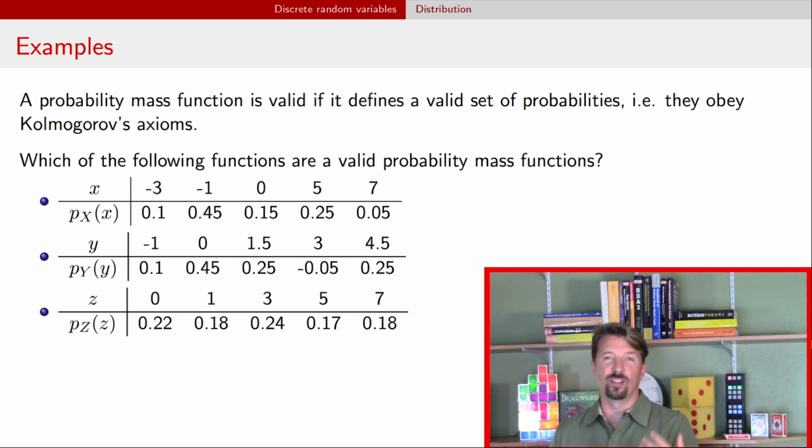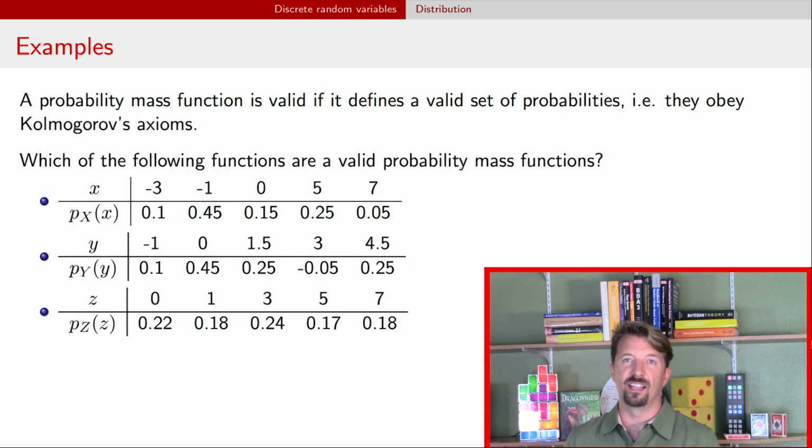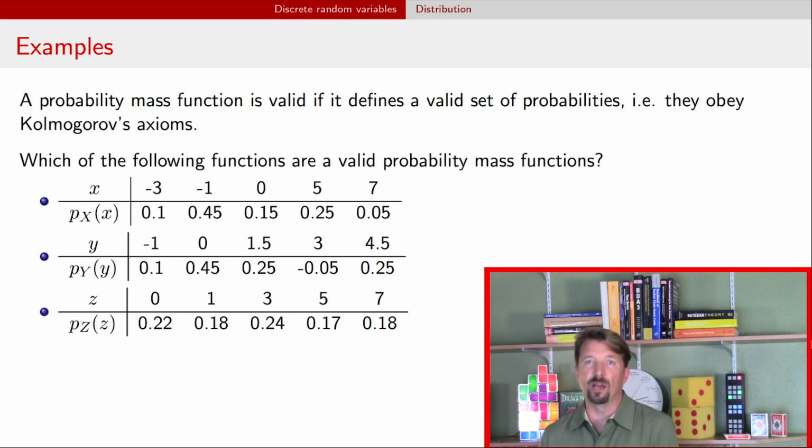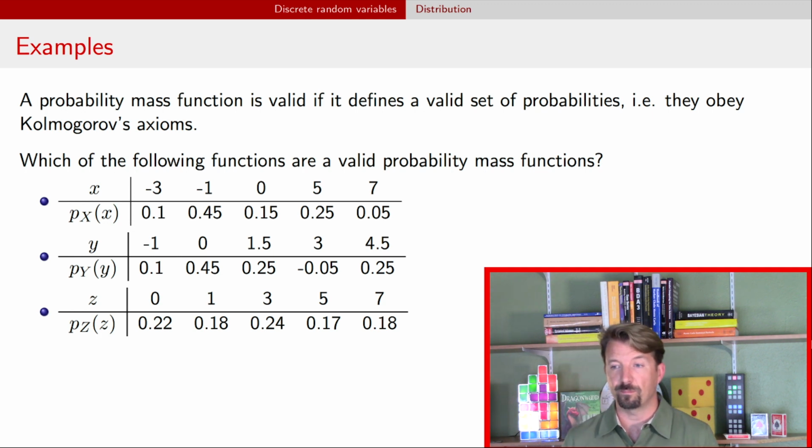Okay, and then look at this and say, do I think this is a valid PMF or not? And if you look closely, and if you add up those probabilities, you'll find out that no, in fact, it's not valid because those probabilities sum to 0.99, which is not 1, right? Okay. All right, so just some examples of probability mass functions for discrete random variables.